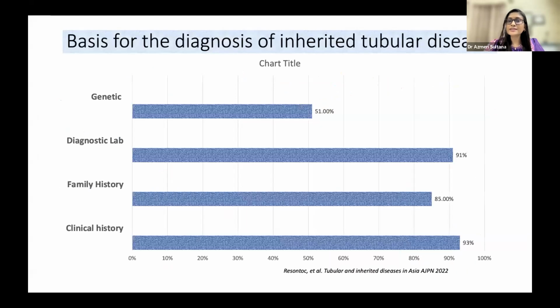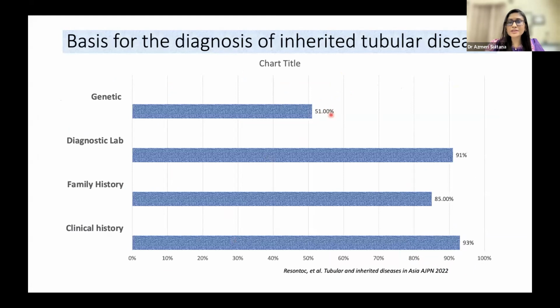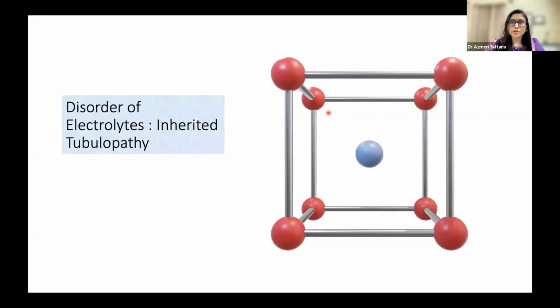And what is the basis for diagnosis of inherited tubulopathy? You can see here that most diagnoses are based on clinical history and diagnostic labs; only 50% of diseases are confirmed by genetic testing. And note that this data is derived from countries where this molecular technique is available, like India, Japan, China, and Singapore. For better understanding, we can divide this topic into disorders of electrolytes and disorders of water. And we should keep in mind that what goes into our body must come out to maintain the body's interior.